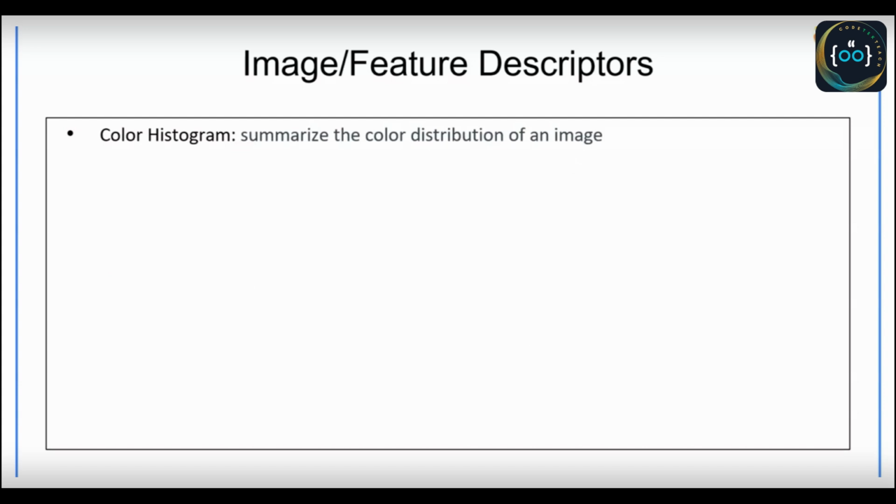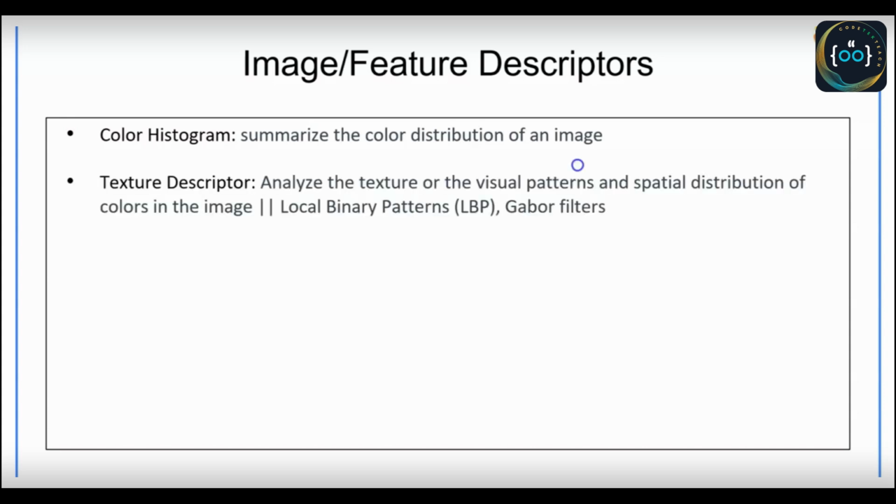Color histograms are simple yet powerful descriptors that summarize the color distribution of an image. A color histogram for an image is obtained by counting the number of pixels of each color in the image. Texture descriptors analyze the texture, or the visual patterns and spatial distribution of colors in the image. Examples include Haralick texture features, local binary patterns or LBP, Gabor filters, etc.